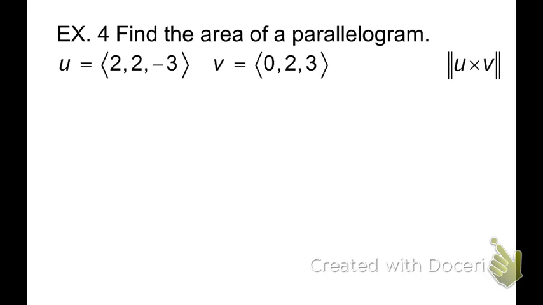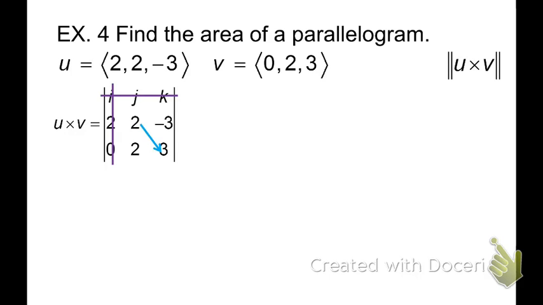Okay, number 4, we're going to find the area of a parallelogram that is made up with these two vectors. So we're going to find the cross product and then the magnitude of that vector, and that will give us the area. So same as before, we're going to put these two vectors in a matrix with i, j, and k, and we're going to go through and find the cross product. So cross out the first row and first column. We're going to do 2 times 3 minus 2 times negative 3, i.